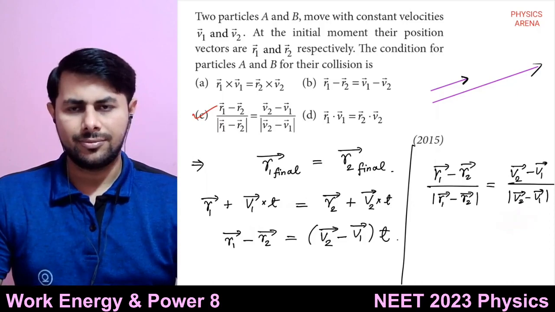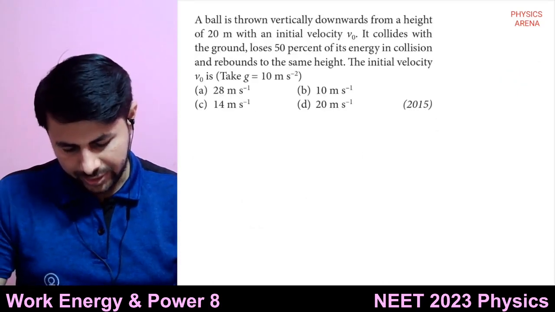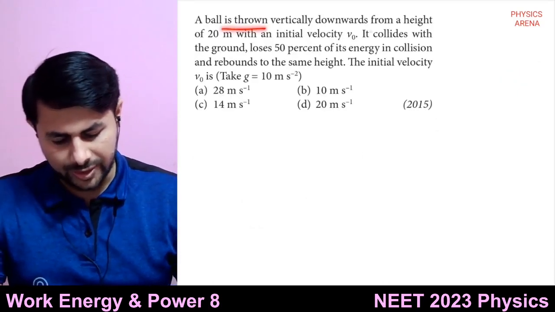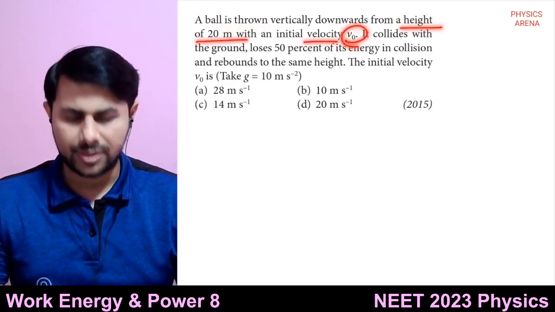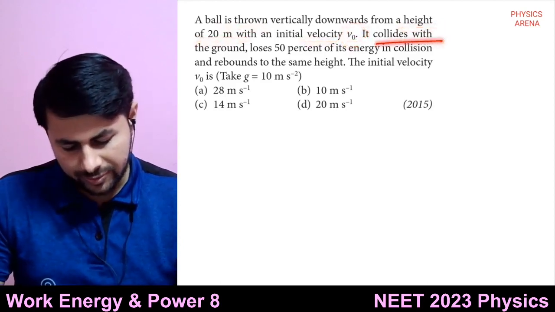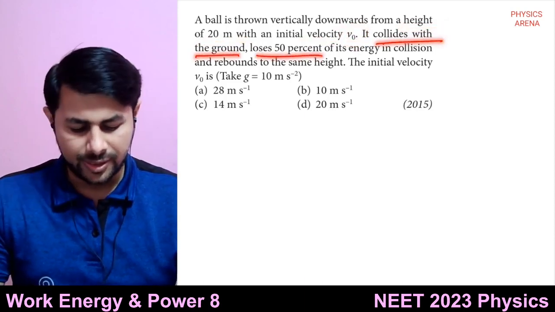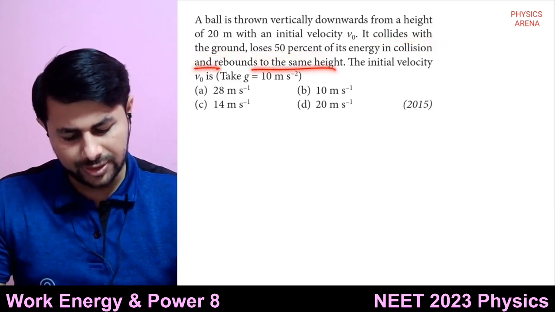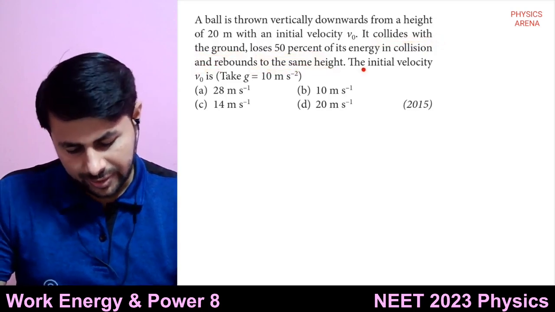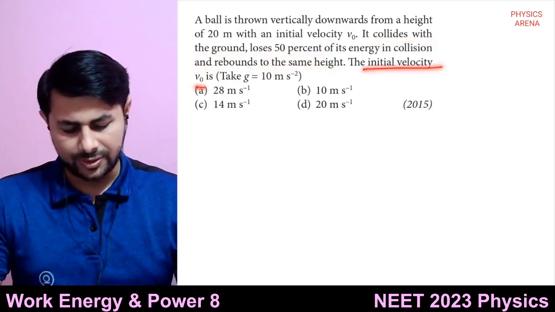Okay, let's see the next question. A ball is thrown vertically downwards from a height of 20 meters with an initial velocity v0. It collides with the ground, loses 50% of its energy in collision and rebounds to the same height. Okay, the initial velocity v0 is. This is the question.